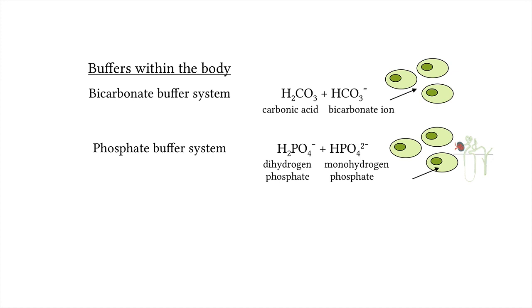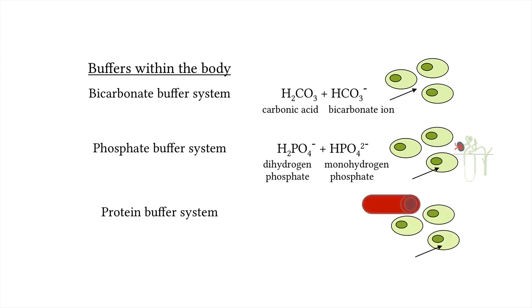The third buffer system is the protein buffer system. It's located in the cells and in the blood plasma. Now, this system only contains proteins, so a single molecule acts as a buffer. You've already learned that the building blocks of proteins are amino acids. Now, the amino part of an amino acid is a weak base. The acid part of these molecules is a weak acid. So an amino acid is made up of both a weak acid and a weak base. Thus, proteins can behave as buffers.